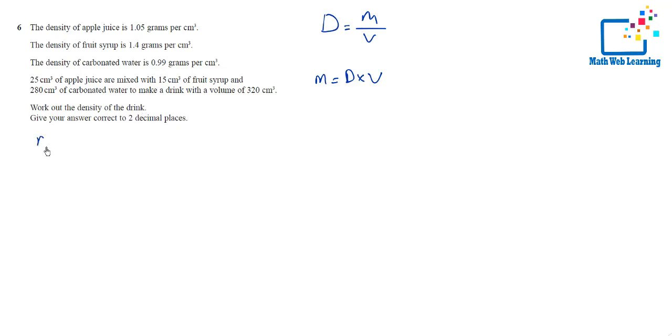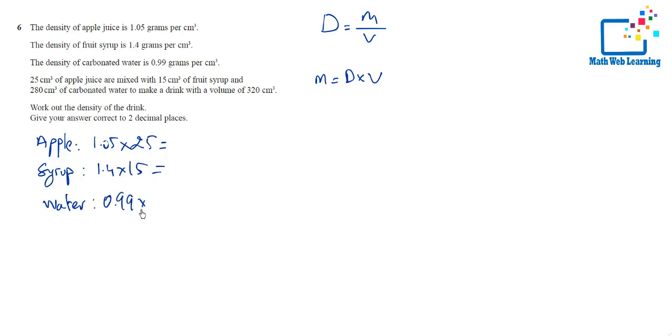Let's do that. First we're going to do apples. The mass is going to be 1.05 times the volume, which is 25. We do the calculation later. The syrup, we have 1.4. We're going to times it by 15. And for the carbonated water, I'll write it down for now. The density is 0.99. We're going to times it by the volume used, which is 280. Let's go ahead and do the calculation. So I got for apples 26.25.